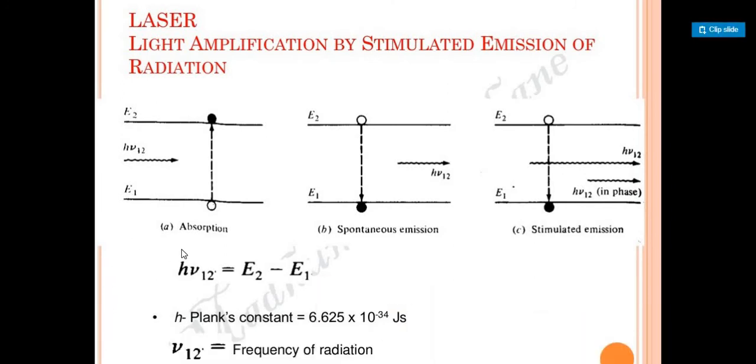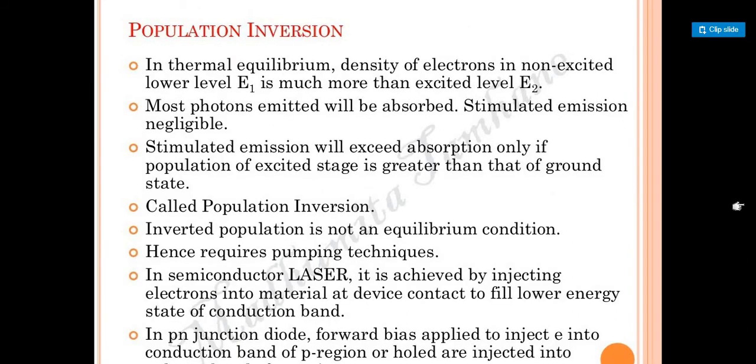How do we write for the first absorption? We are passing energies E1 and E2. hν12 is the input, and hν12 we get from the output as well; we can consider both. Next, we want to find the radiation. How do we get the population inversion? Because the laser is obtained using stimulated emission of radiation, right? In thermal equilibrium, the density of electrons in the non-excited lower level E1 is much more than in the excited level E2. So E1 is the lower level and E2 is the higher level.